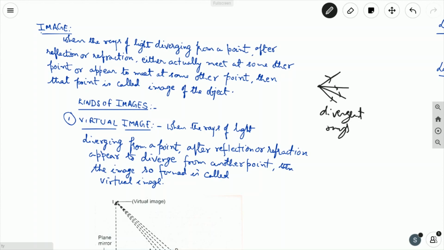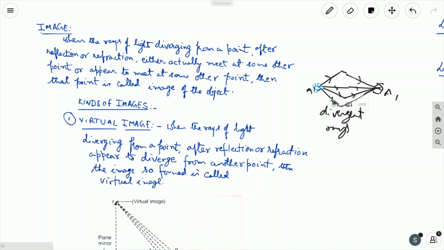After reflection or refraction, they will diverge, and these diverged rays will either meet at a point or appear to meet at a point. This point is called the image of the point A. A1 is called the image of the point A. We will see it in the coming points here.